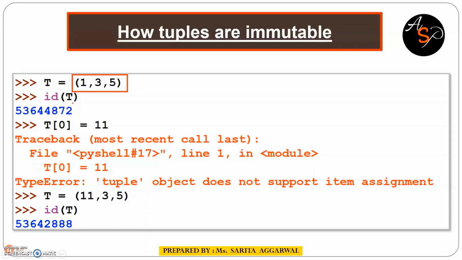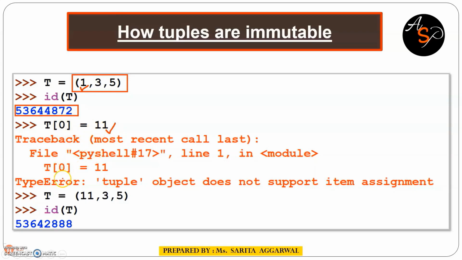ये टपल कहाँ पे स्टोर है मेमोरी लोकेशन में? इट विल टेल बाय द आईडी बिल्ट इन फंक्शन. दिस इज द memory location of the tuple t. Now I am trying to change the value of tuple t at the index 0. अभी क्या वैल्यू है इस इंडेक्स पे? 1. Now I am changing this value to 11. इंडेक्स 0 पे वैल्यू है उस पर क्या चेंज कर दें?